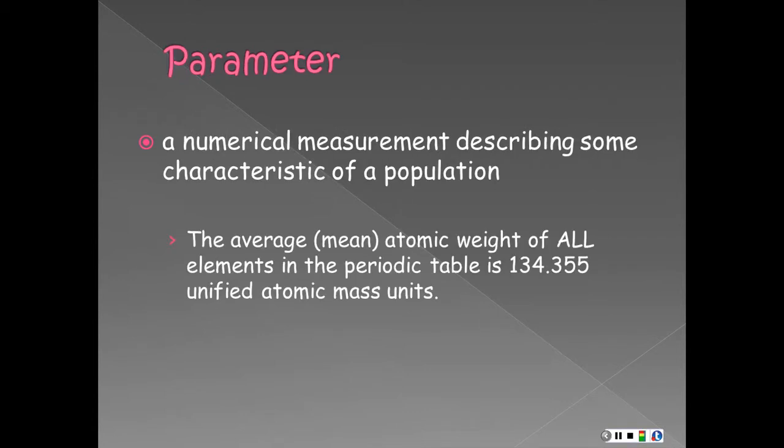So you have two numerical measurements. One goes with population. That's called a parameter. So you can remember that P's go together. So for instance, if you have the average atomic weight of all elements in the periodic table is 134.355 unified atomic mass units, that number, 134.355, is a parameter, because you're looking at all the elements. So that's the population.